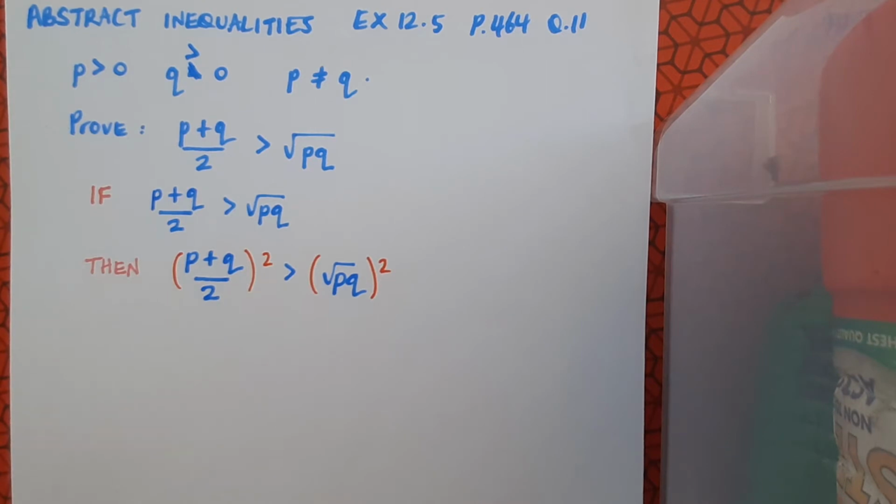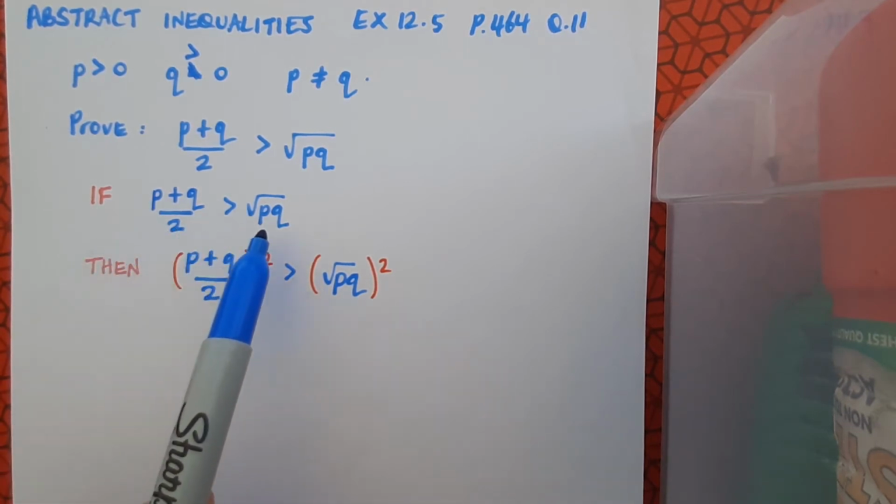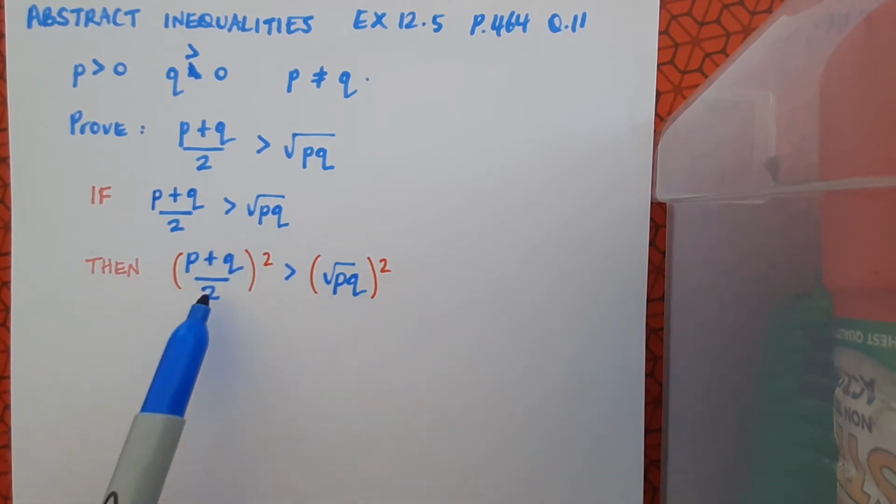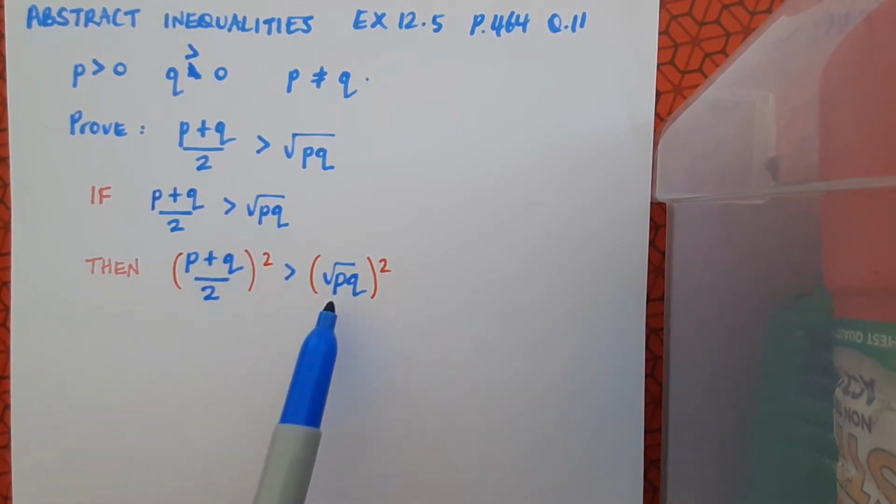Now, this is the reason, by the way, that they gave us this information at the start to begin with, because if p is positive and q is positive, then it means that (p + q)/2 is positive, and the root of pq is positive. And if the left side is here greater than the right side, then when I square, the left side will remain greater than the right-hand side by virtue of the fact that they're both positive values initially.